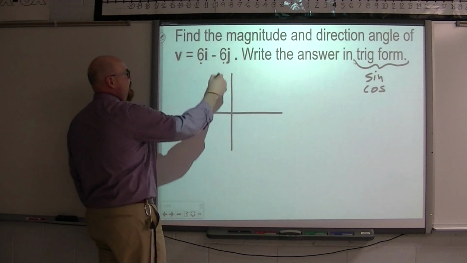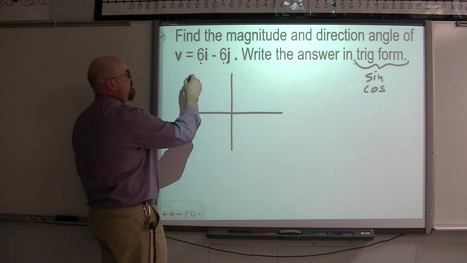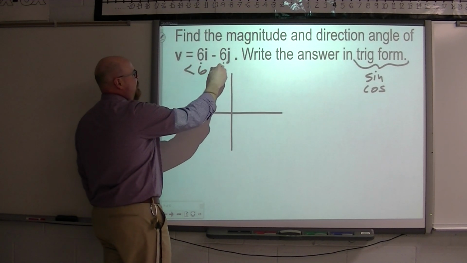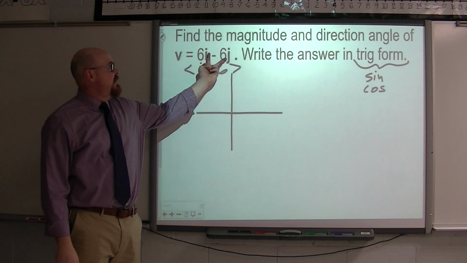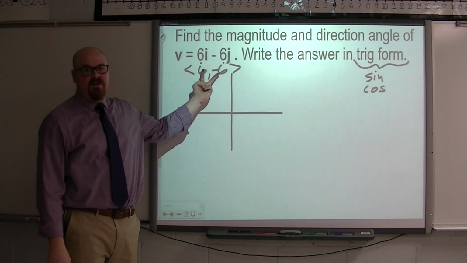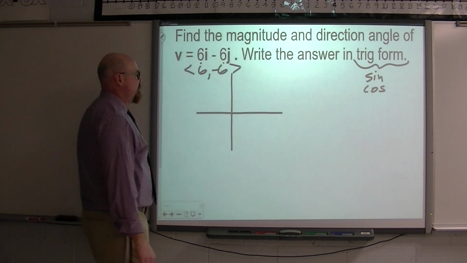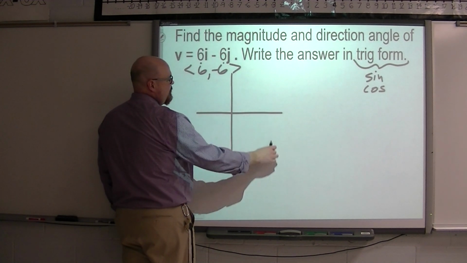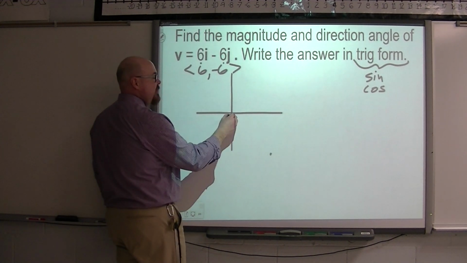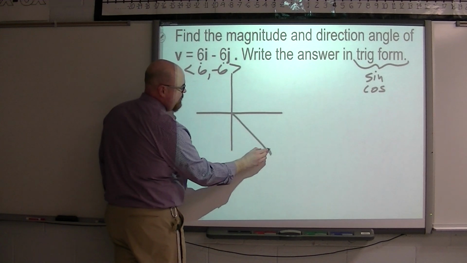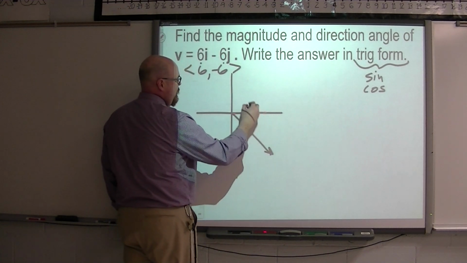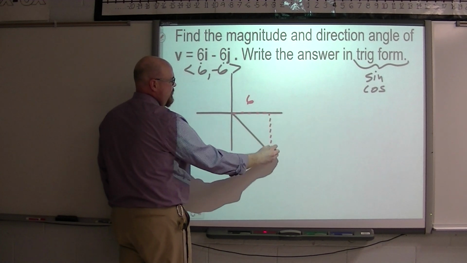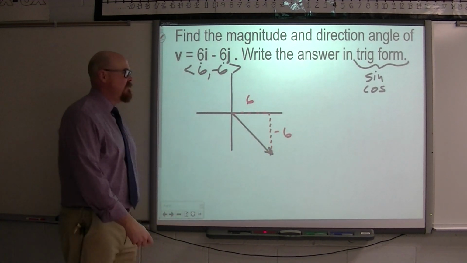I've got 6 and -6. Remember, this is what we call linear combination form. Linear combination can be written in component form. I just drop the i and the j and put the two numbers in these two spots for the component. So I move over 6, I move down 6, right? Start at the origin when I'm writing in component form. So I know that this displacement, or this component, is 6. I know that this component is -6, right?